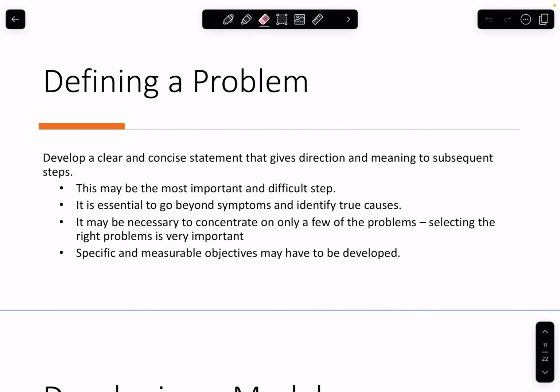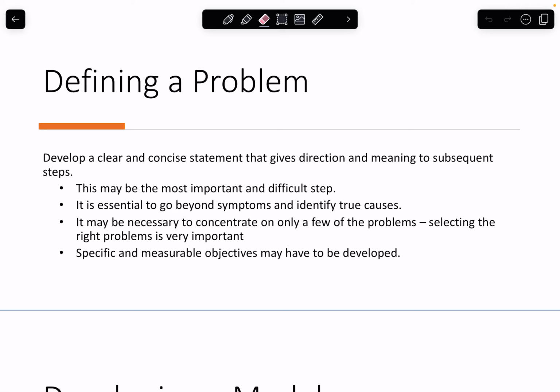So to be very specific, we have to define a problem. Most of the time, once there is a problem, we have to pinpoint whether that is really the problem or not. There are cases where what we are finding is just a superficial problem, but that's not the root cause.